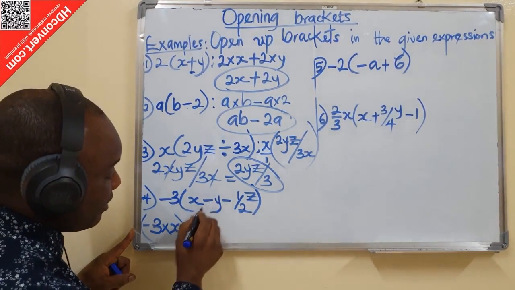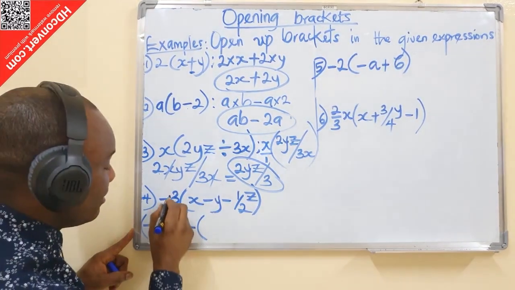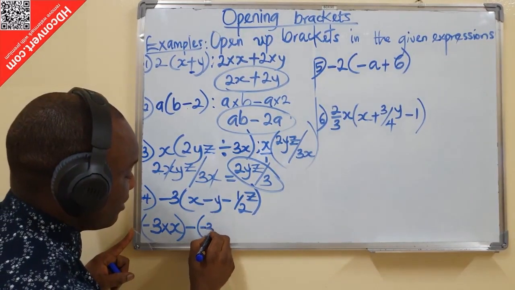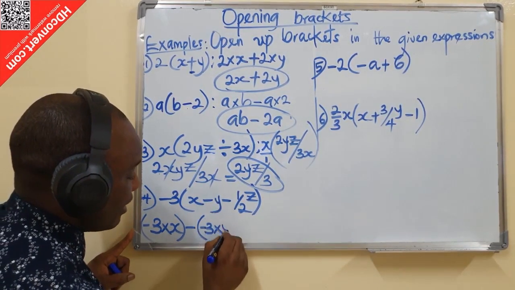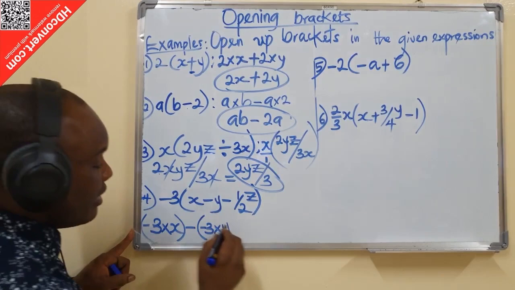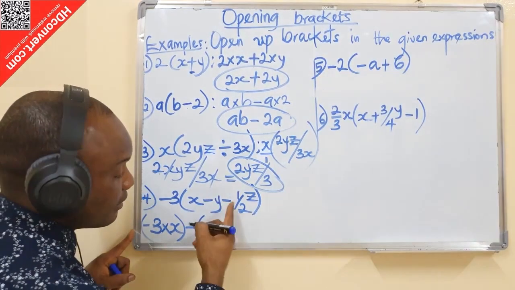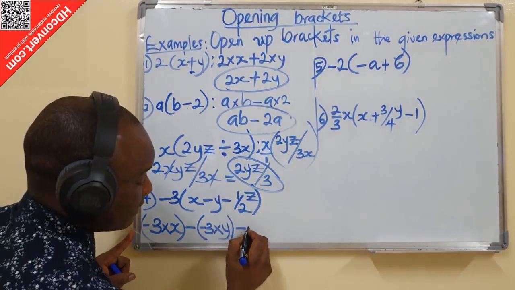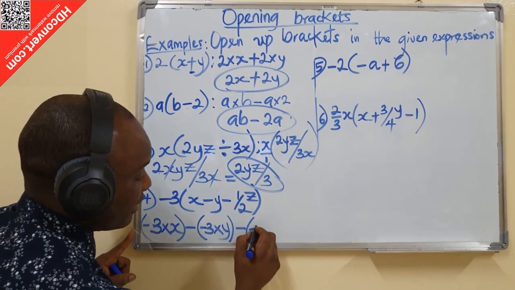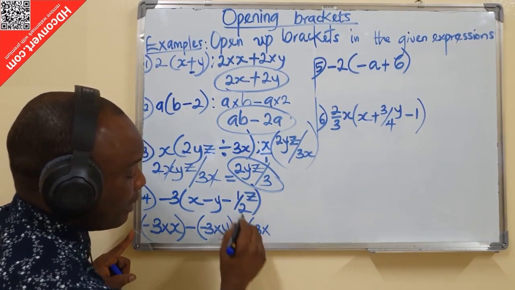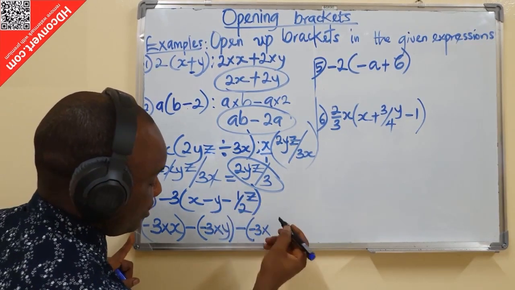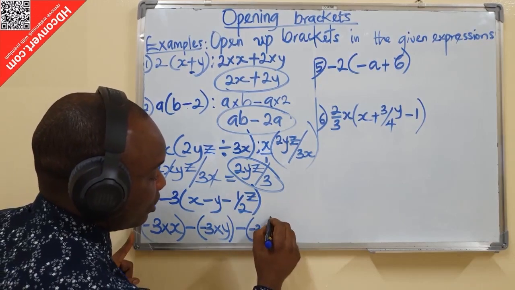So this minus is what you have down here. Now negative 3 has to multiply y, and then close the bracket. There's another minus. Negative 3 again has to multiply half z. Half z, you can write it as half z or just z upon 2.